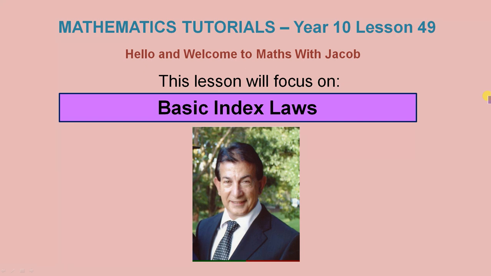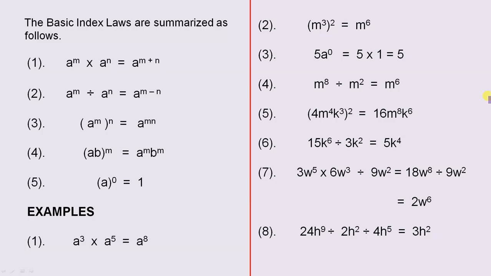This lesson will focus on basic index laws. The basic index laws are summarized as follows. Number 1: a to the m times a to the n is a to the power of m plus n. When the two bases are the same, you just add the indices when you are multiplying.